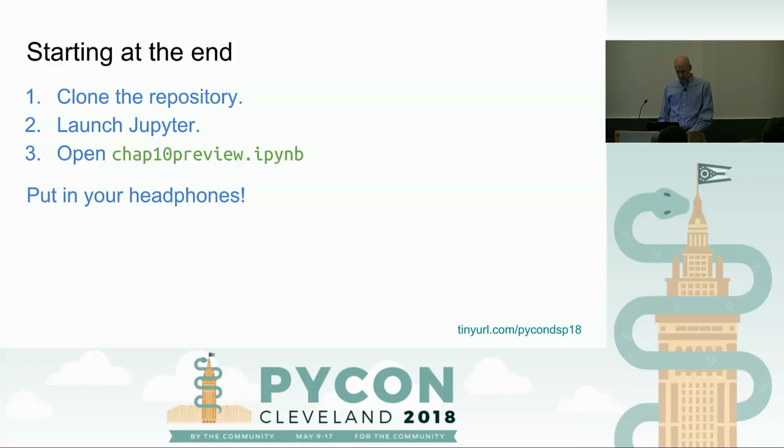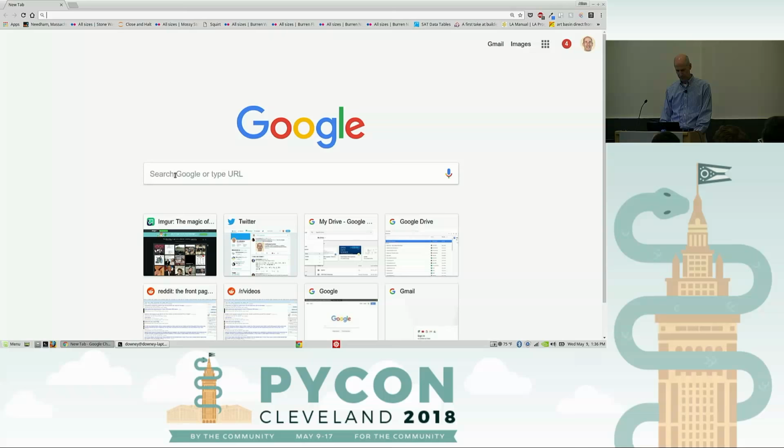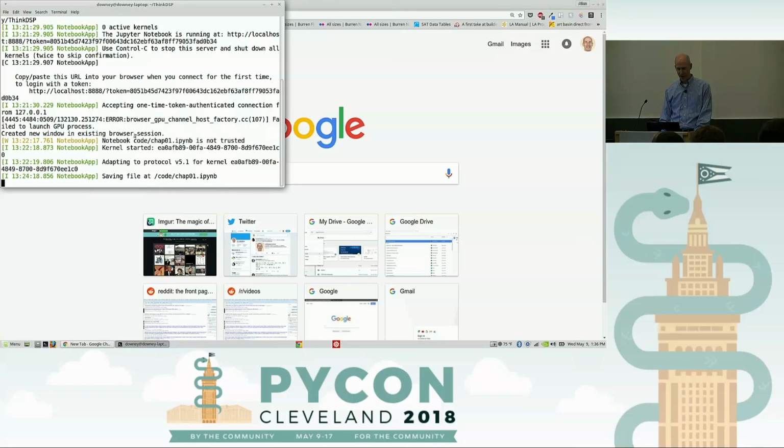But if you jump into Jupyter, and let me close this up. I was demonstrating this earlier, but let me back up and run it again, just in case people didn't see that. So I've got a Jupyter server running. I'm going to shut that down.